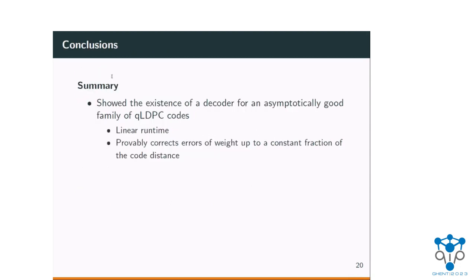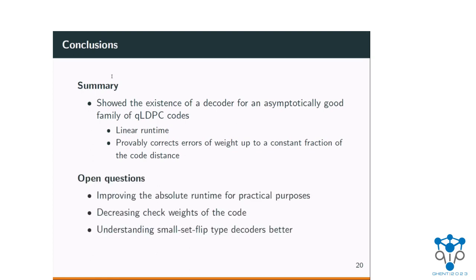Okay, so in summary then, we've shown the existence of a decoder for these quantum Tanner codes, which are an asymptotically good family of quantum LDPC codes. This decoder has a linear runtime, and it can correct errors of weight up to a constant fraction of the block length. So there are still some important open questions that remain.